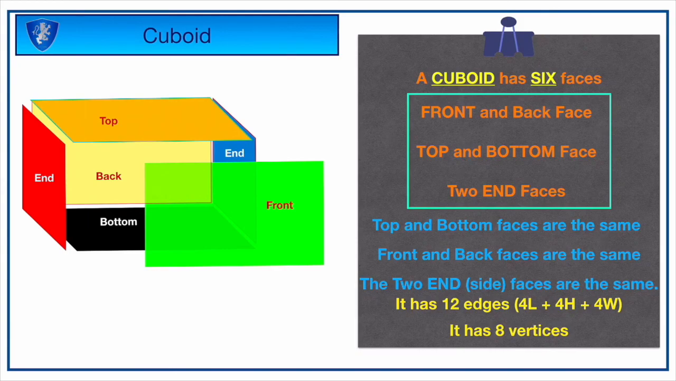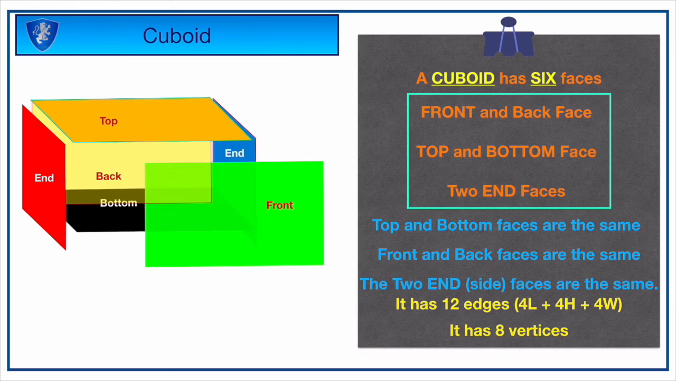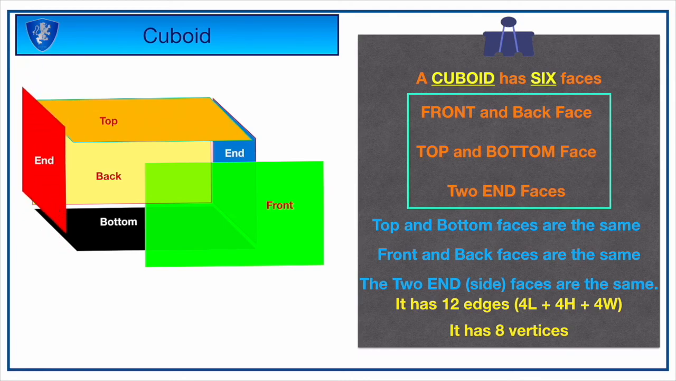So the first part here, the cuboid has 6 faces. All right, now you can see the front face and the back face. So the front and back faces. Then you have, as you can see now, the top face, and you've got the bottom face. Then of course you've got the 2 end faces. Let's have a look at the 2 end faces, the one on the left and the one on the right.